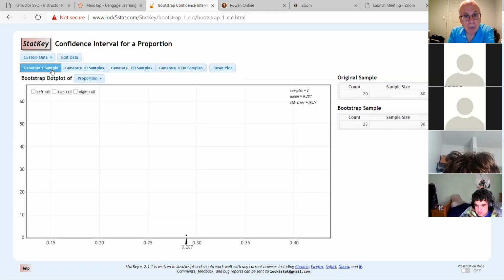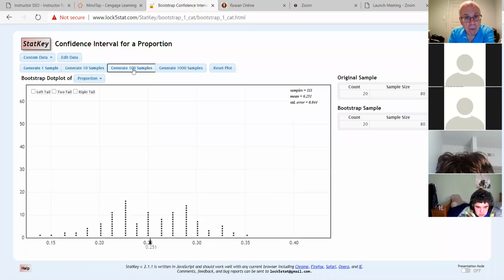And let's generate another one. And this time, 21 out of 80 were chosen, again, randomly, which is proportion 0.263. So we continue generating these. You can see different numbers are showing up as the bootstrap sample. All right, and we've now chosen 11 of these people. And let's choose another 100 of them.